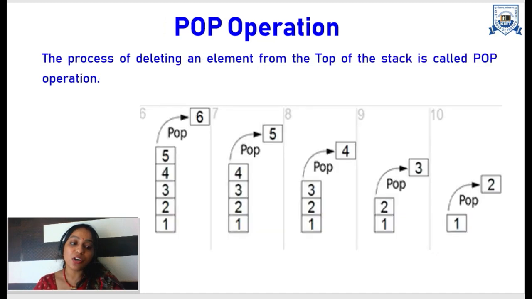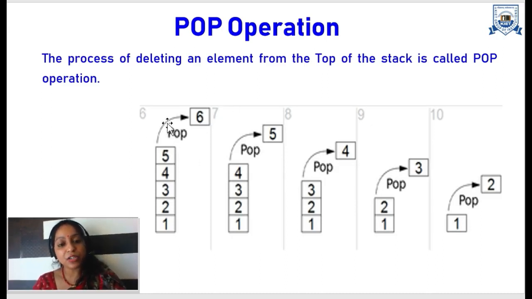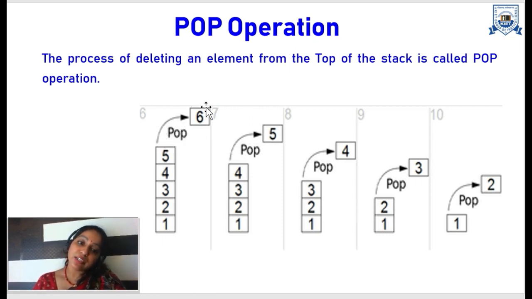Now let's talk about the pop operation. The process of deleting an element from the top of the stack is called the pop operation. Now when we have to delete an element from the stack, we are deleting from the top location. Suppose the element at the top was 6. So first we have deleted one element, 6 is popped out.